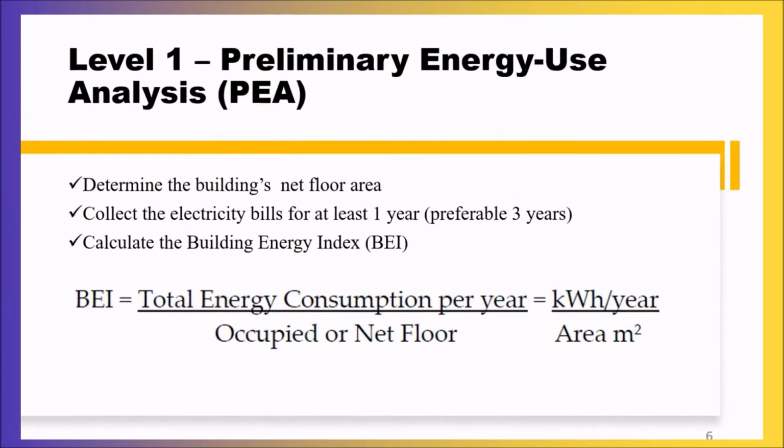In level 1, there is the preliminary energy use analysis, or PEA. The activities in level 1 are to determine the building's net floor area, collect the electricity bills for at least 1 year, and preferably 3 years, and also calculate the building energy index. The building energy index can be calculated by dividing the total energy consumption per year by the occupied or net floor area.